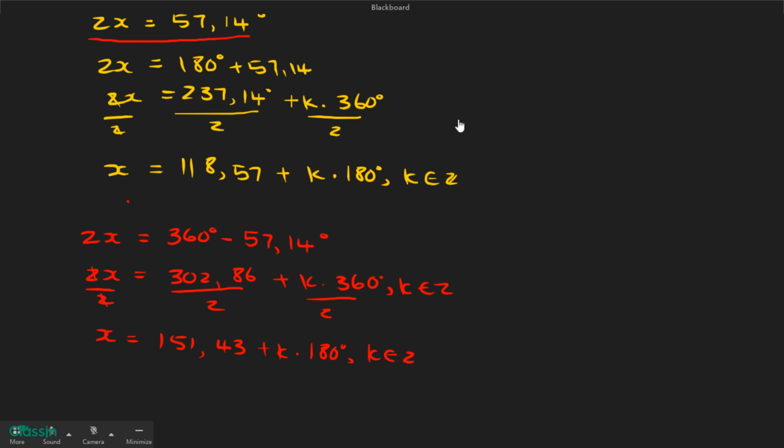So now, if we are looking for our solutions, it means that our solutions are this one and that. So in this case, we have two solutions. So keep on doing the practice and we will meet again in the next lesson.